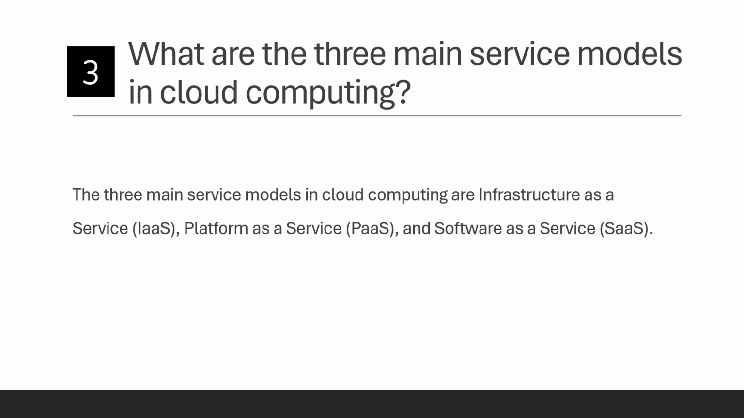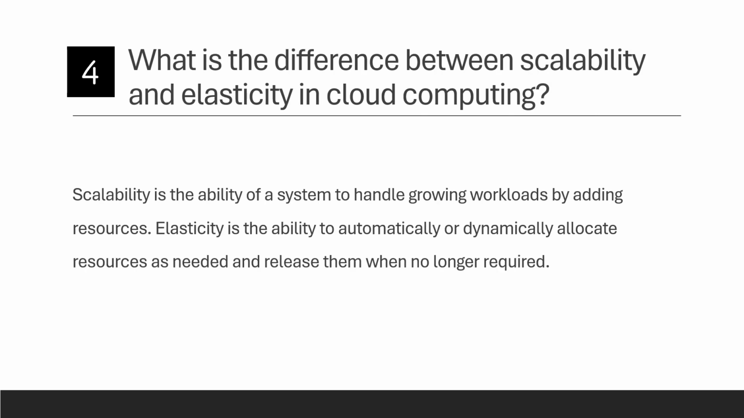What are the three main service models in cloud computing? The three main service models in cloud computing are infrastructure as a service, platform as a service, and software as a service. What is the difference between scalability and elasticity in cloud computing? Scalability is the ability of a system to handle growing workloads by adding resources. Elasticity is the ability to automatically or dynamically allocate the resources as needed and release them when no longer needed.